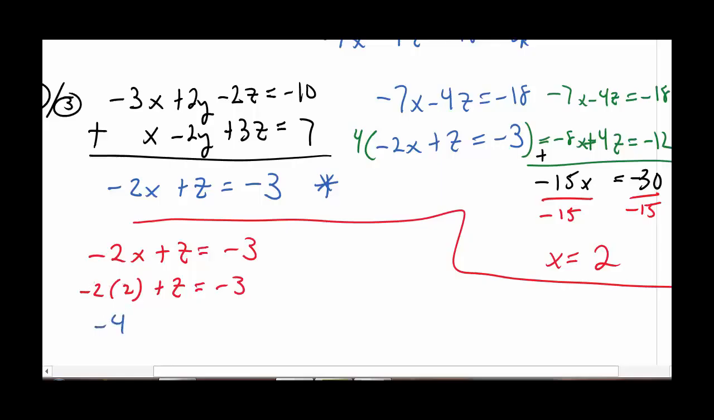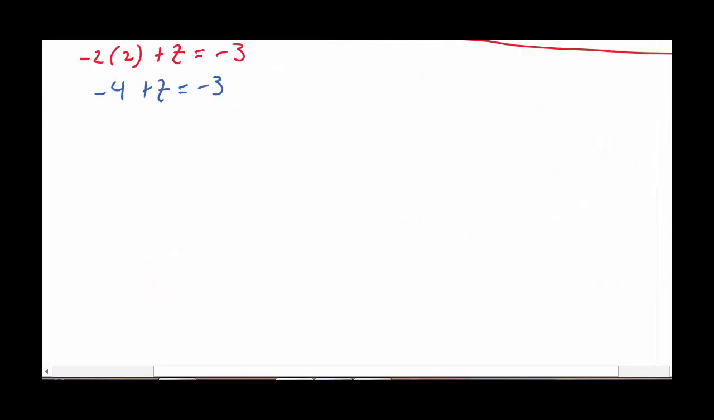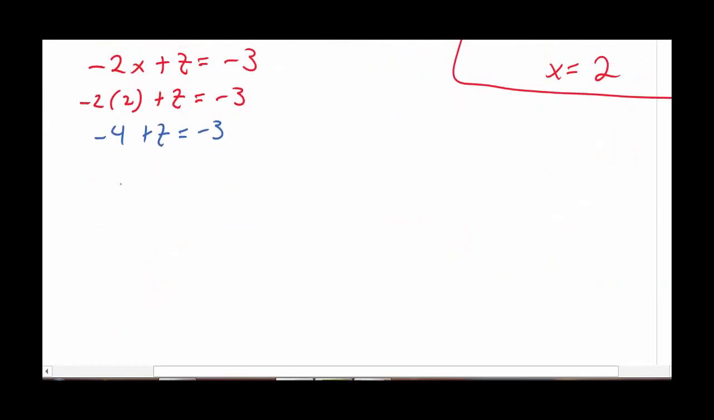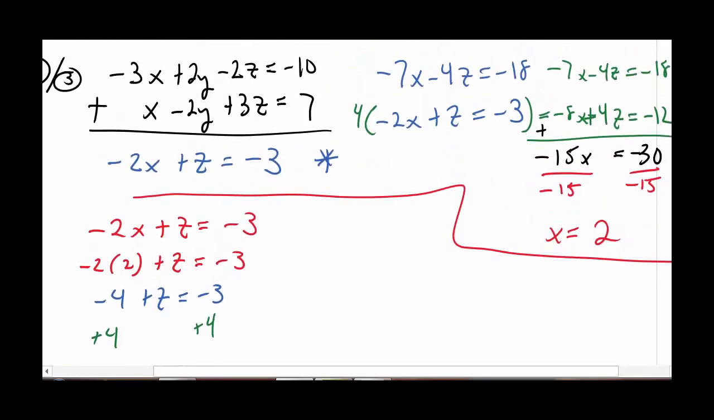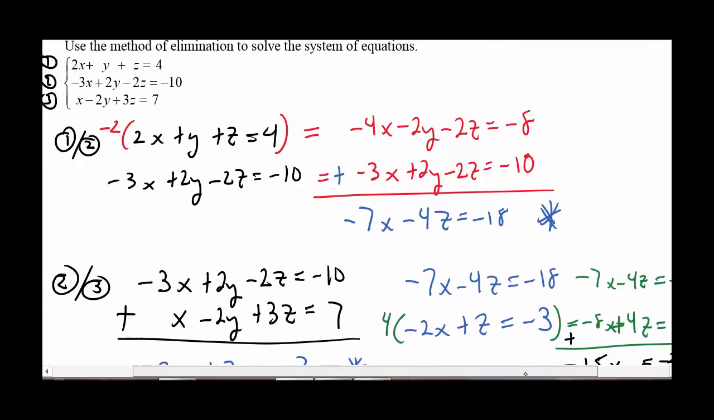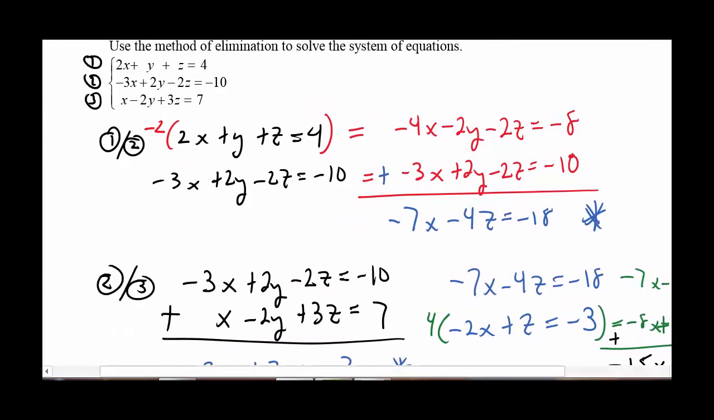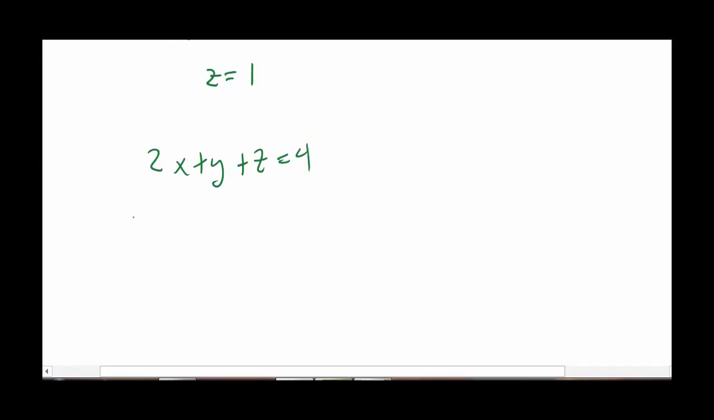Okay, so I can quickly solve for z then. So negative 2 times 2 is negative 4. Oh, too far. And so we're going to add 4 to both sides. So I get z equals 1. Okay, so far we got 2 of our letters. Okay, so now what I want to do is I'm just going to go back up and pick an equation. The 2x plus y plus z equals 4. Just kind of pick one. And let's fill in what I know, and then I can solve for y.